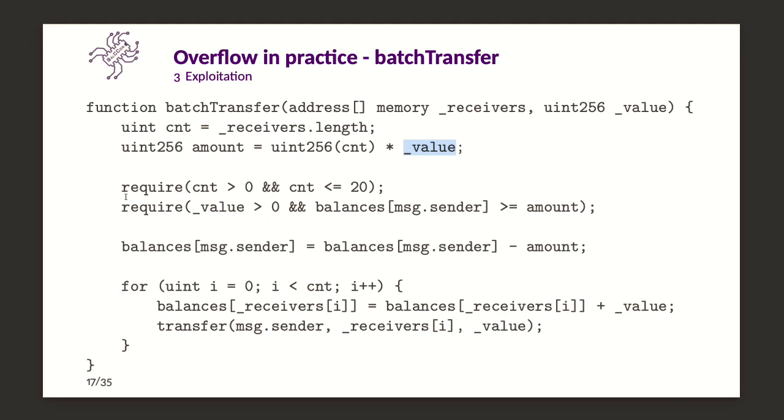So let's see the first check. Is the count higher than 0? Yeah, it is. It's 5. Is it less than 20? Security measure, why not?